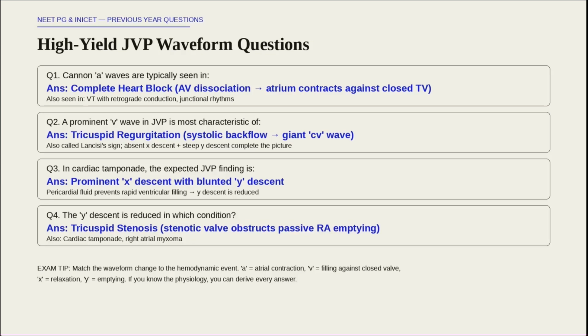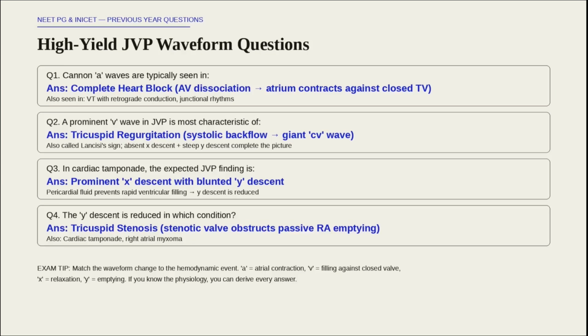Systolic backflow into the right atrium produces the giant V or CV wave. Question 3. In cardiac tamponade, which JVP finding is expected? The answer is a prominent X descent with a blunted Y descent, because pericardial constriction prevents rapid ventricular filling.